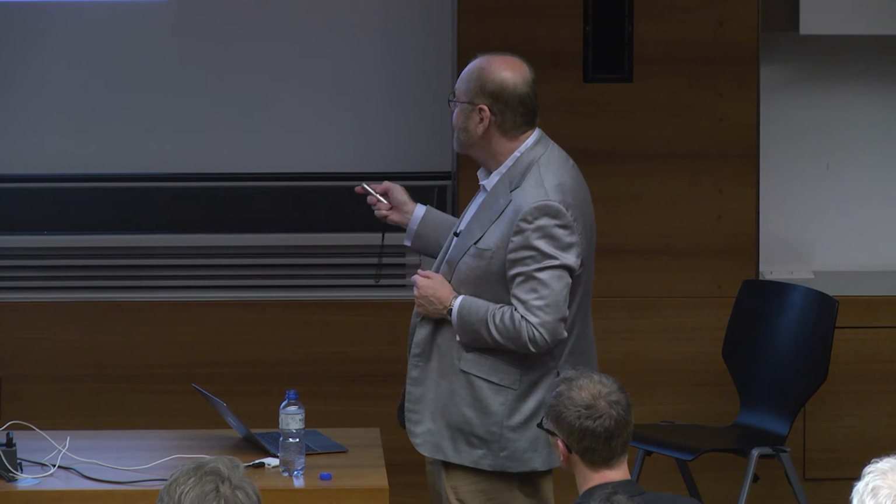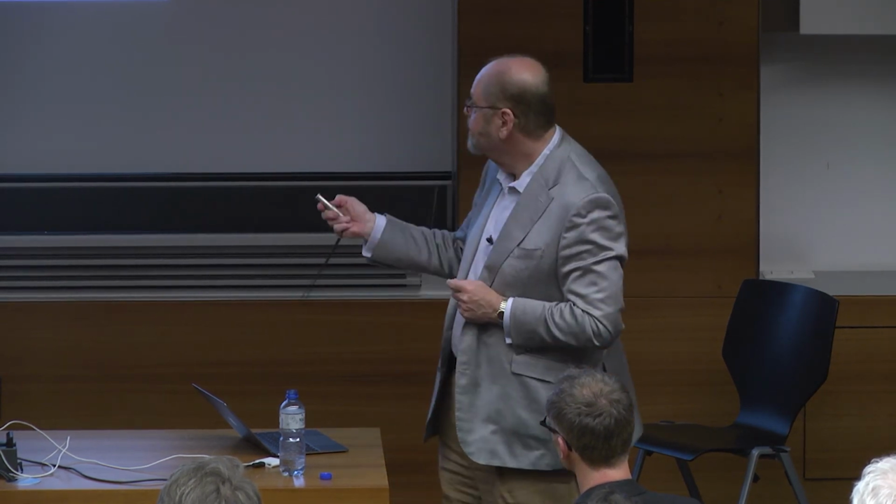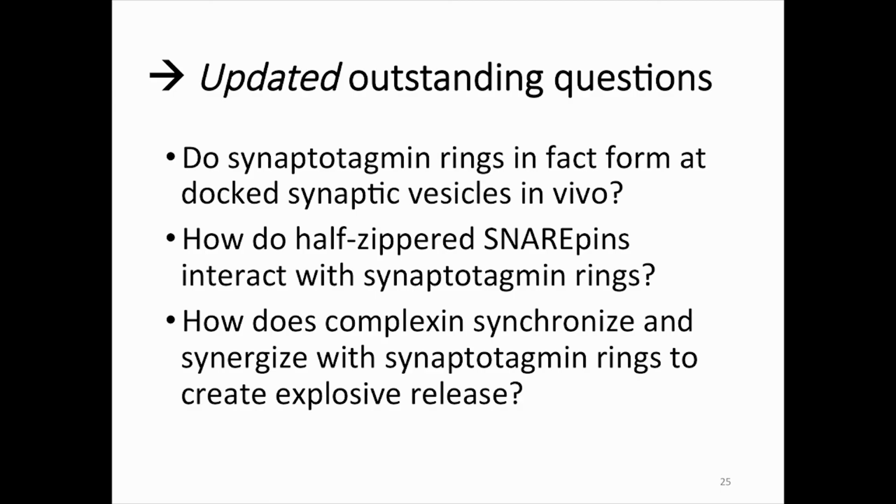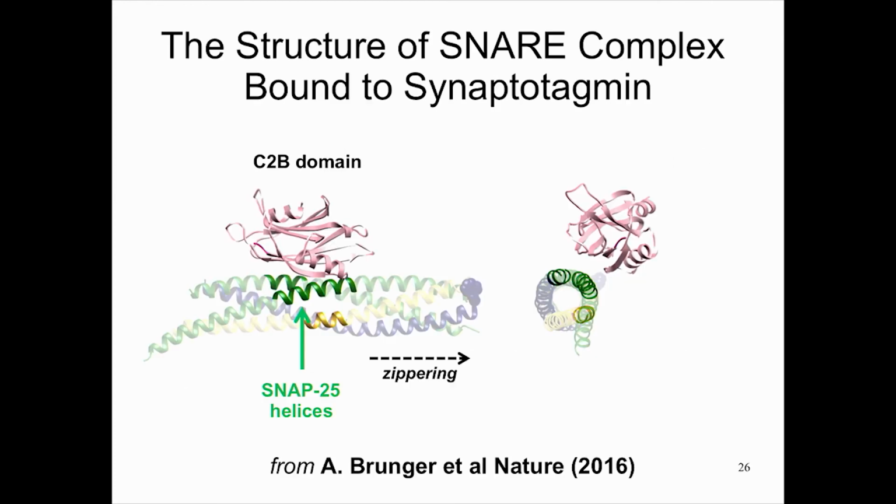How do half-zippered snare pins interact with the synaptotagmin rings? Well, as I've told you, it's unlikely they ignore each other. And finally, how does complexin synergize to trigger rapid release? A critical advance was made in the last months by Axel Brunger at Stanford, who solved the first single crystal structure of synaptotagmin bound to the snare complex.